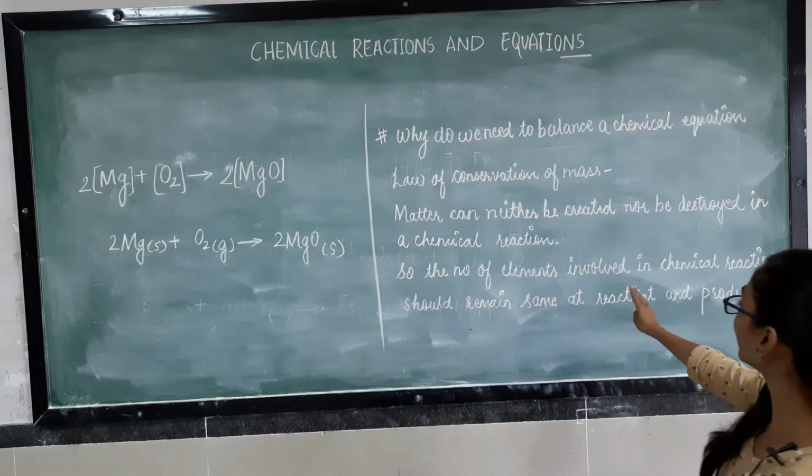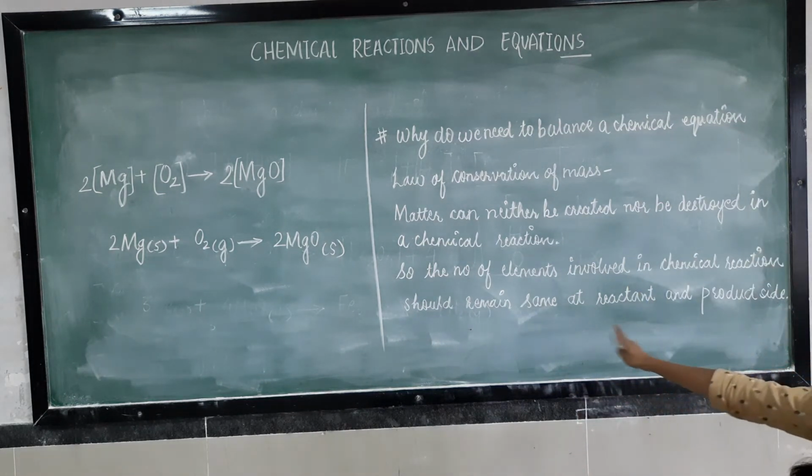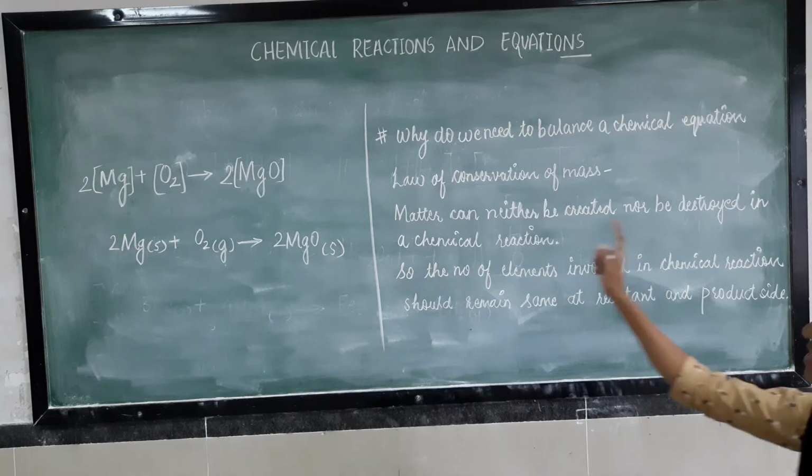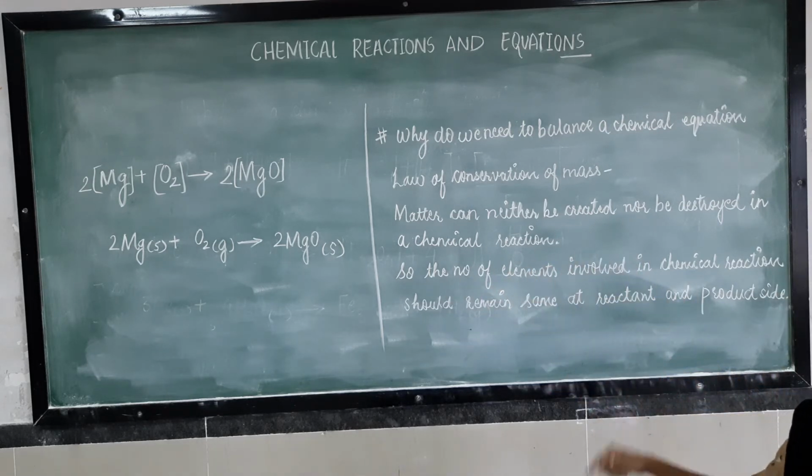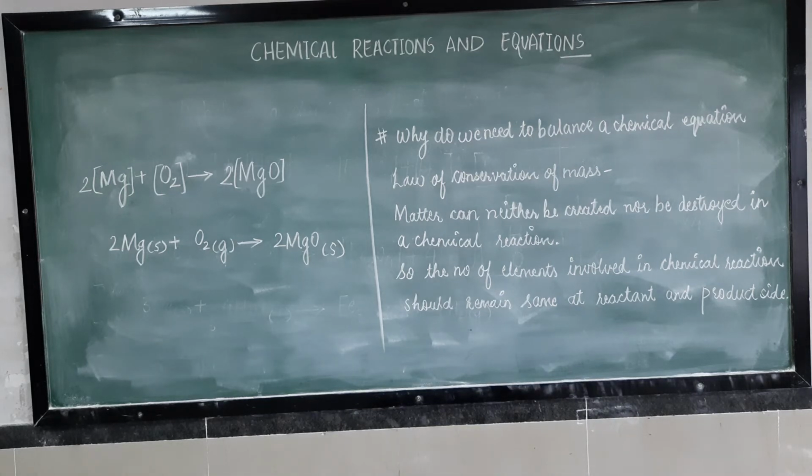So the number of atoms of each element involved in a chemical reaction should remain the same on the reactant and product side. That is why we need to balance the chemical reactions.